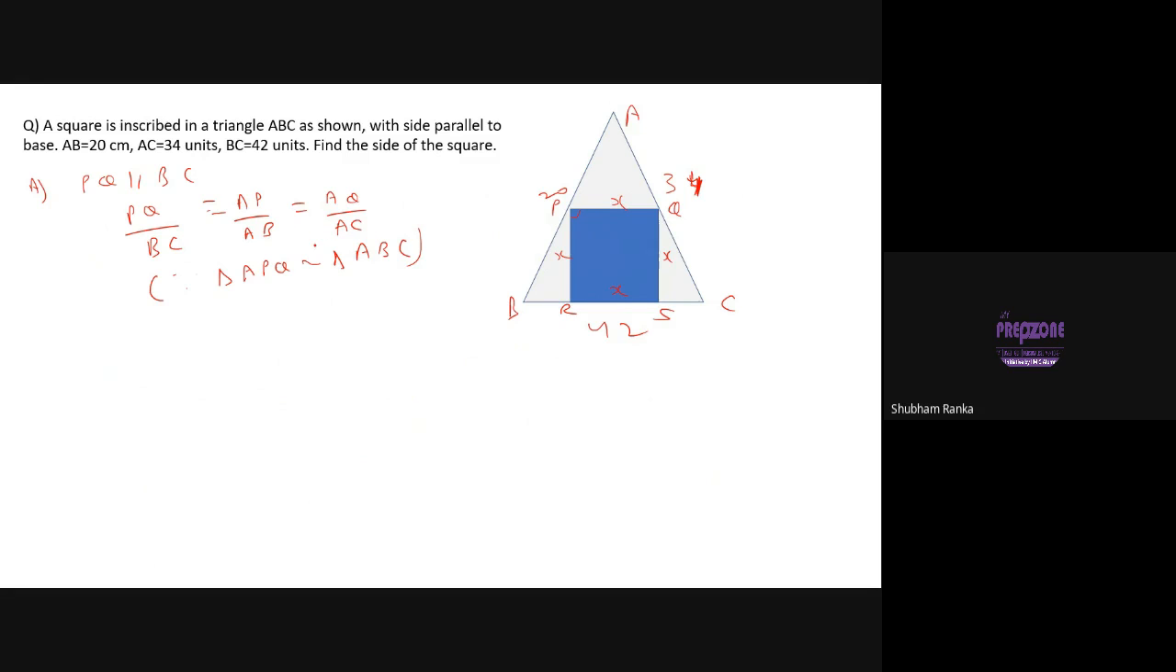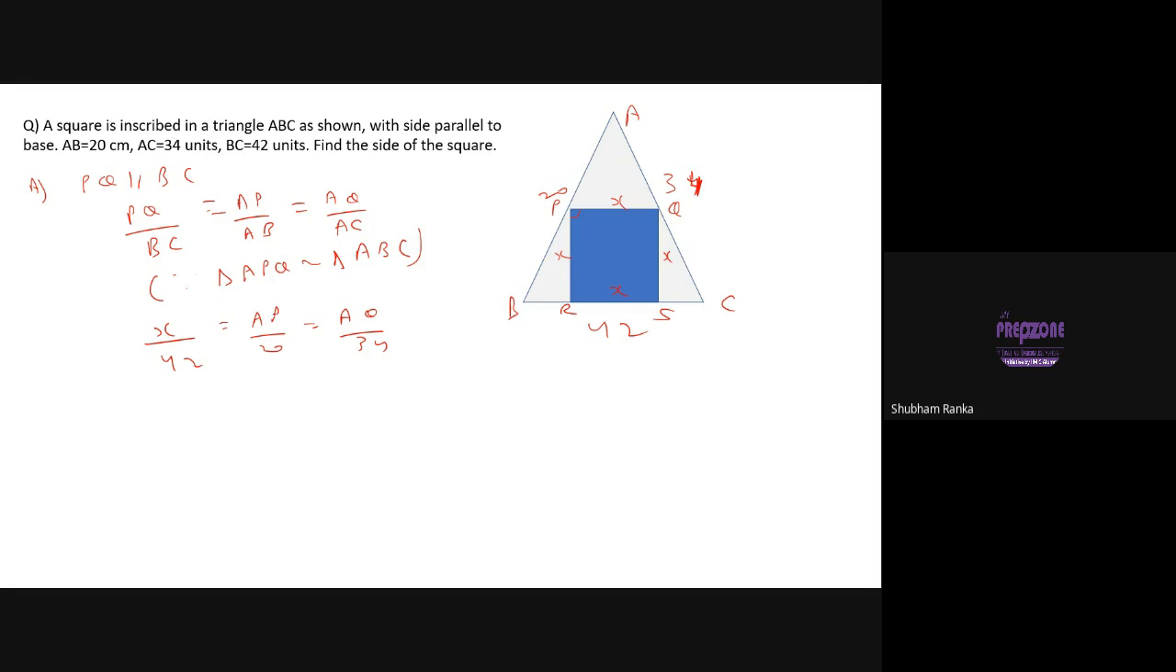Now think about what this will give me. PQ by BC, okay, x by 42. So at least I have one equation where there is an x. But AB I know is 20, but AP I don't know. AQ I don't know, AC I know is 34. So it won't give me anything, right? Like AP by 20 equal to AQ by 34.